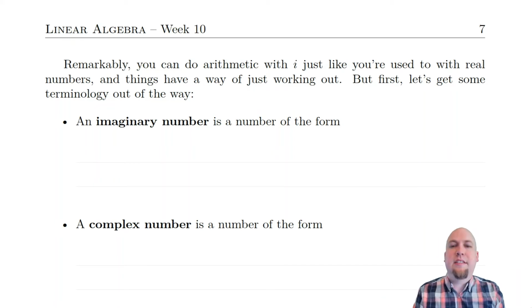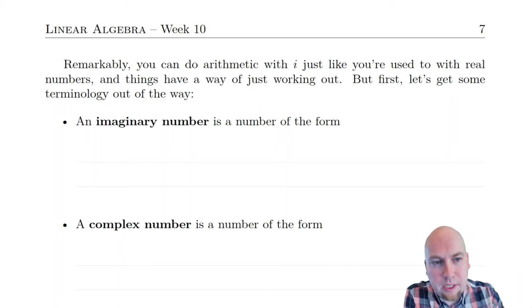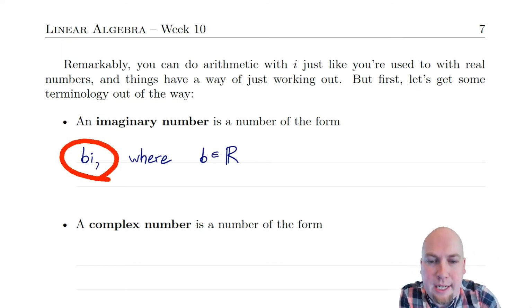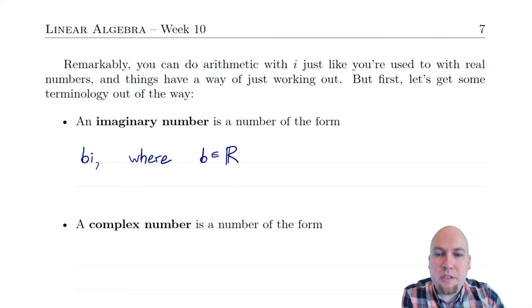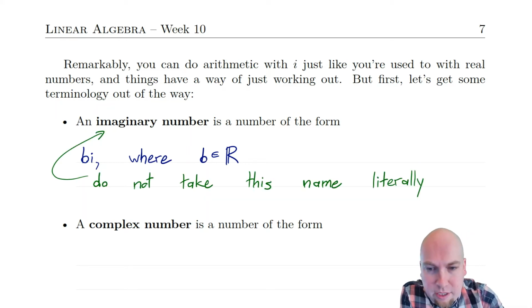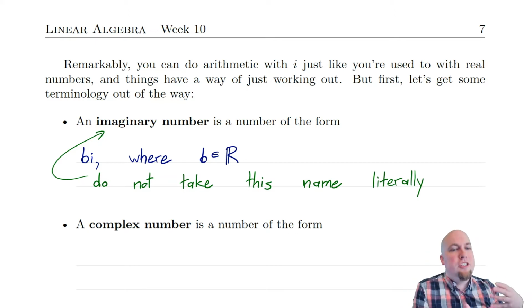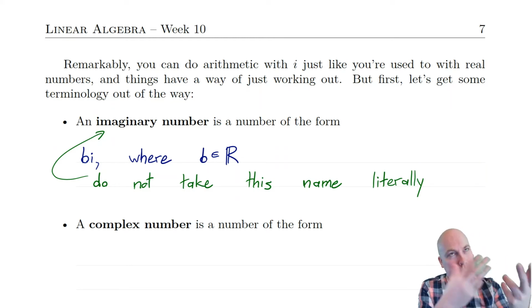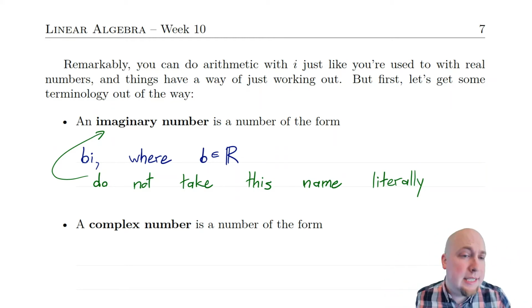Okay, so let's get some terminology out of the way. We're going to say that an imaginary number is a number of the form b times i, where b is a real number. So any real scalar multiple of this new number i is called an imaginary number. And I want to make it very clear that this name is not meant to be taken literally. This name came about just in contrast to the name real numbers. This isn't a real number, so it's an imaginary number. But don't take that literally.